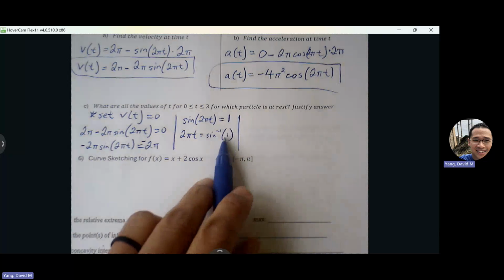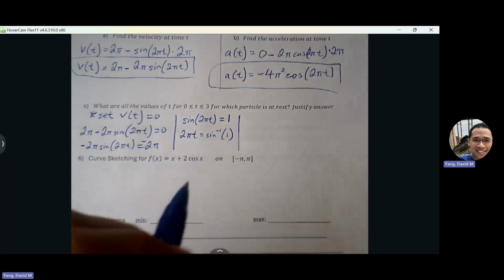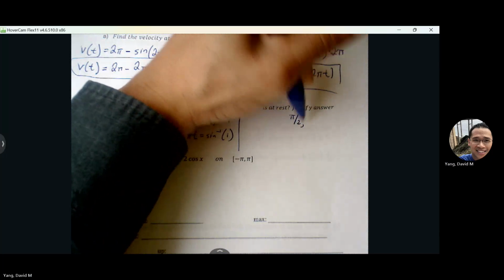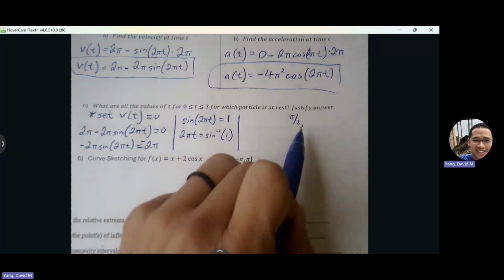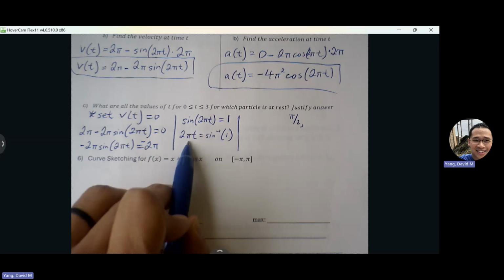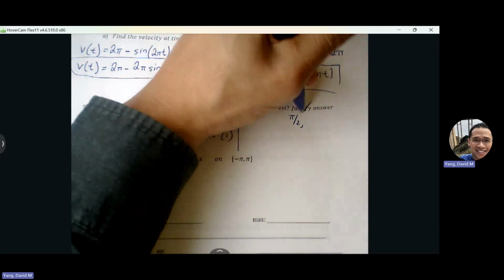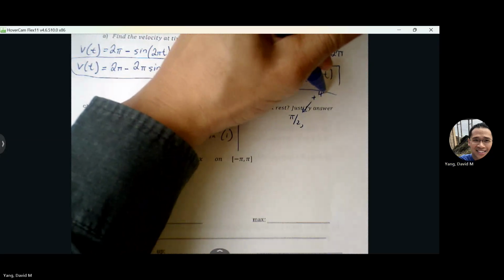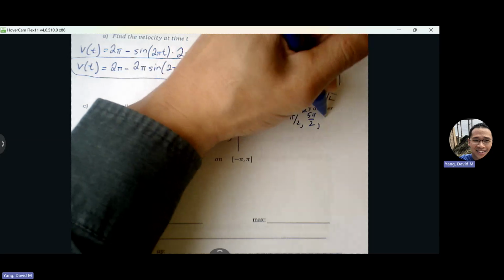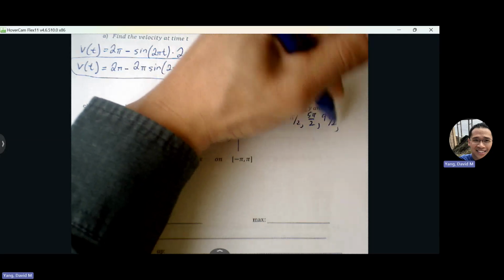Okay, so when is sine of theta equal to 1? Pi halves, yeah. But we're going to have to keep going, adding 2 pi, because we're eventually going to shrink those values down. So I'm going to add 2 pi, so I got 5 pi over 2. I'm just going to go a little further here in case I need them.